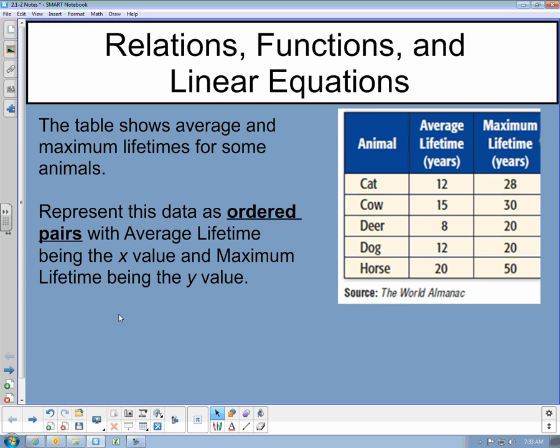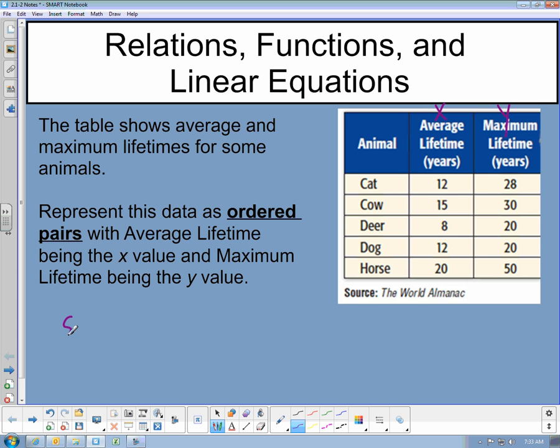The first example on your notes page says this table shows average and maximum lifetimes for some animals. Represent this data as ordered pairs. The average lifetime would be the X and the maximum lifetime would be the Y. So if I take a look at this table, that means I want all of these average lifetimes to be the X values, maximum lifetimes to be the Y. And I'm going to write these as ordered pairs.